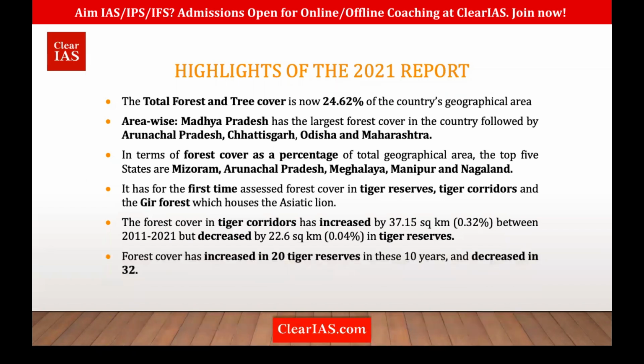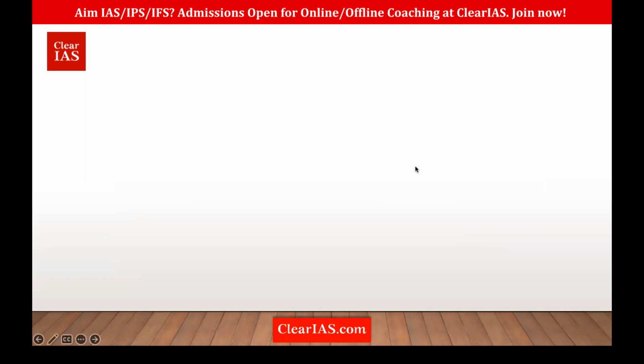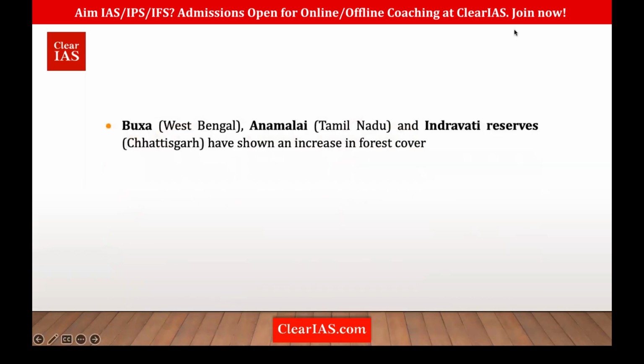Also, 20 tiger reserves have shown an increase in forest cover in the last 10 years, and a decrease in 32 tiger reserves. In 32 tiger reserves there has been a decline in forest cover, and in 20 tiger reserves there has been an increase. Then we'll see which are the important tiger reserves which have had an increase and decline.